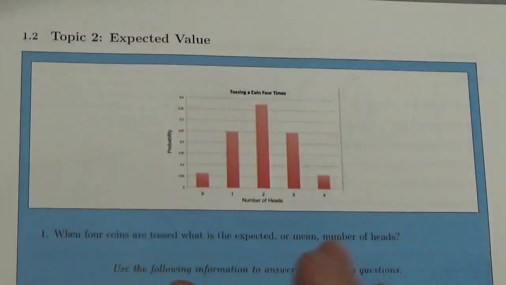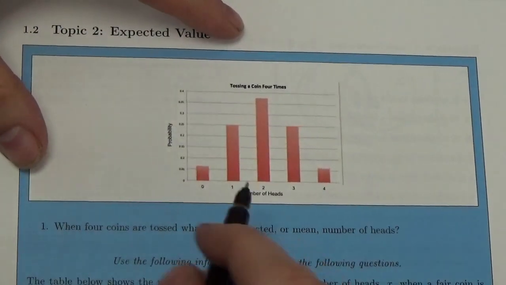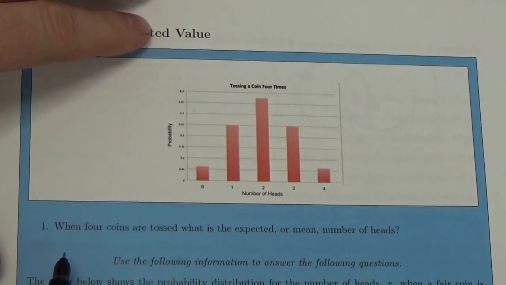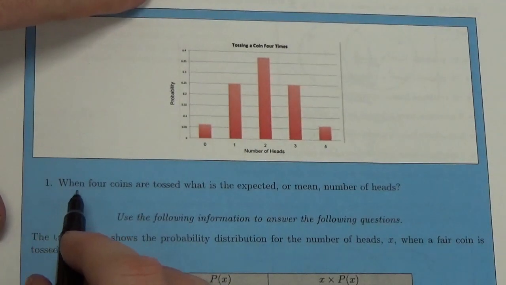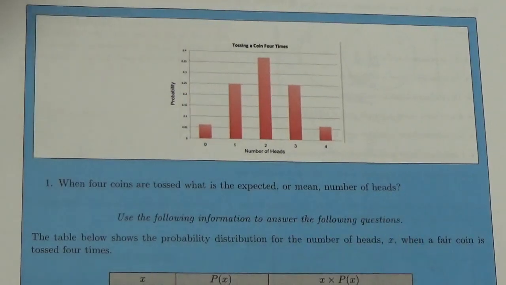So, for example, the example we look at here to start off with is tossing a coin. So we look at the probability. We're going to look at 4 different coins. When 4 coins are tossed, what is the expected or mean number of heads? So if you throw 4 coins in the air, on average, how many heads do you expect to see?